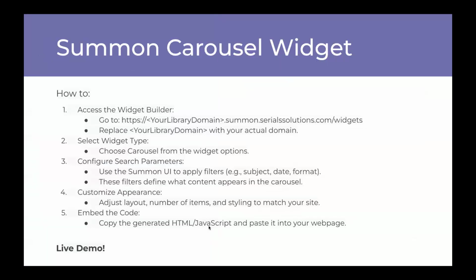Perfect. So now we're aware of the functionality. Setting up a carousel widget is really quick and straightforward. We've made it really nice within Summon. I'm going to demo it in a little bit, but this is the path you will take to build and customize your Summon carousel. You'll want to first access the widget builder. You'll go to your Summon site, so you'll go to this link here. You'll actually replace your library domain with your actual domain.